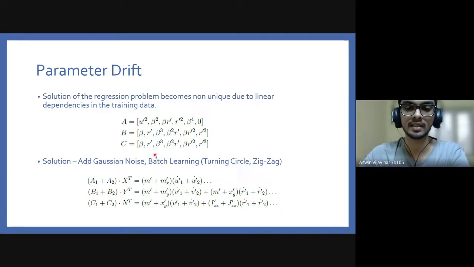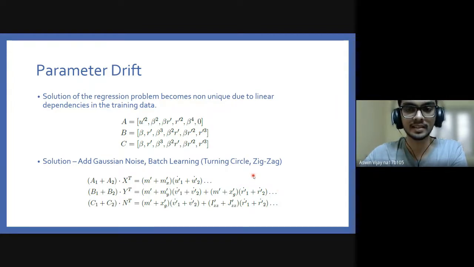And another technique is called batch learning, wherein I take two maneuvers and add the two maneuvers together. So A1 will correspond to my turning circle maneuver, A2 will correspond to my zigzag maneuver. So I can restructure the regression equation like this, and correspondingly modify the right hand side also. So this also has worked, but this hasn't given exact results either.